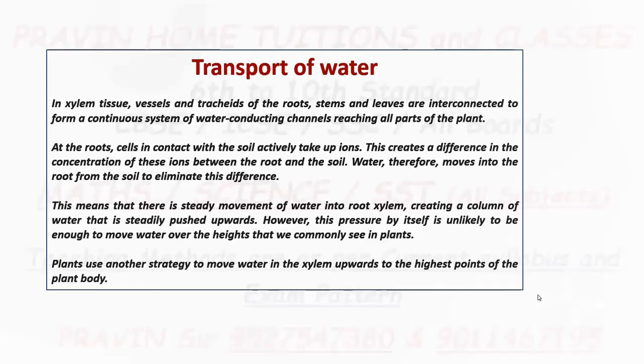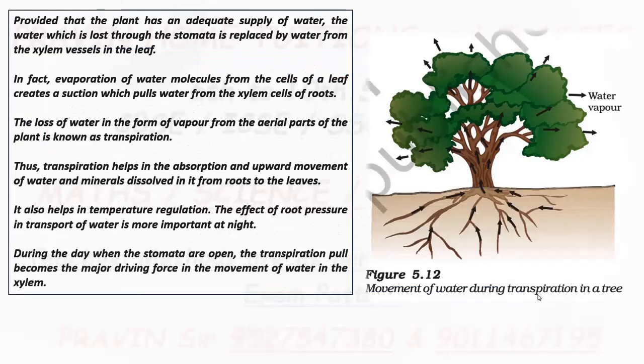Plants use another strategy to move water in the xylem upward to the highest points of the plant body. This strategy is the process of transpiration. Transpiration is the loss of water in the form of vapor from the aerial parts of the plant. Transpiration helps in the absorption and upward movement of water and minerals dissolved in it from the roots to the leaves. It also helps in temperature regulation.